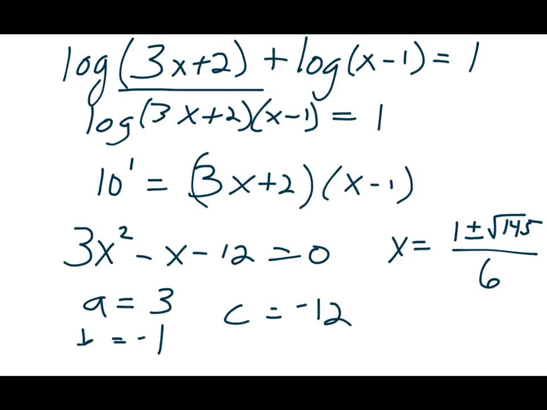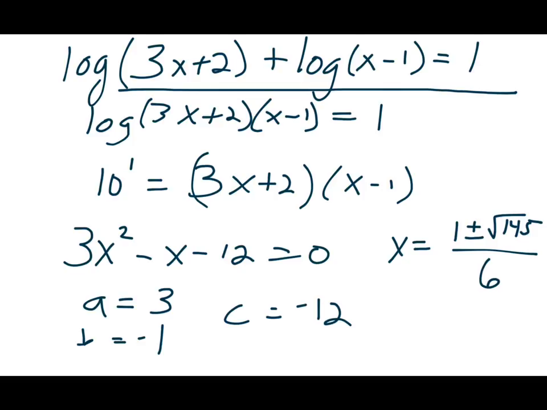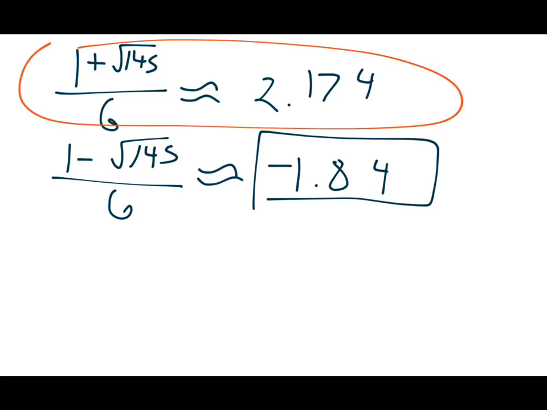So we look back at our original problem. Which one of those is going to give me a negative answer? Which one will be a positive answer? If we look back, we see that this one we have to throw out because it's going to be negative here and here. So the only one we can accept is the positive one. So that's our only answer. So we can say x is 1 plus the square root of 145 over 6.